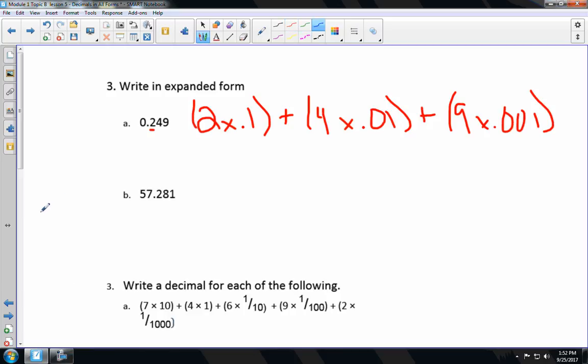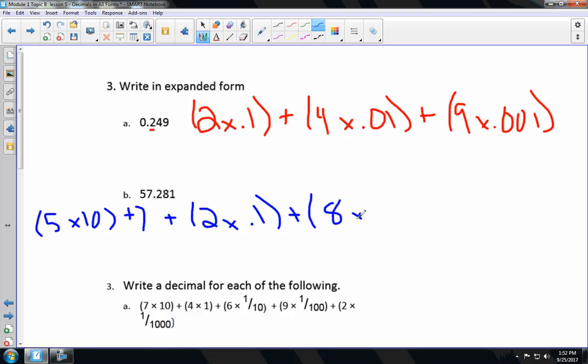This is done the same way, but it's got whole numbers, so we're going to do 5 times 10 plus our 7 plus 2 times 1/10 and 8 times 1/100th and 1 times 1/1,000th.